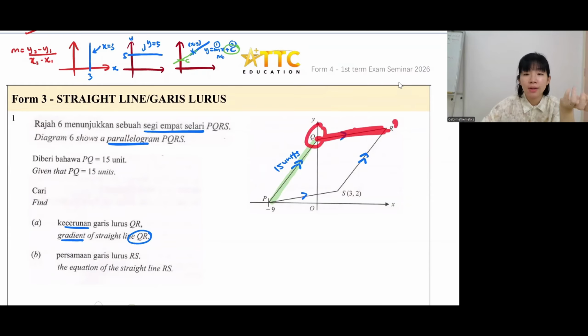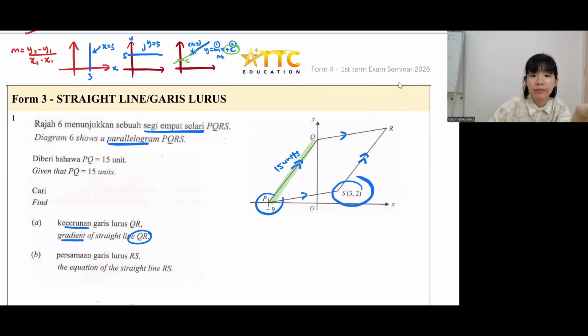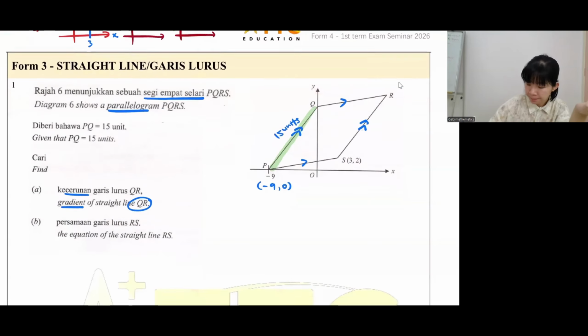Don't have QR, nothing. So if no coordinate, you can't find. So if you cannot use coordinate, it's okay. Since these two lines are parallel, if parallel, they have the same gradient, isn't it? Keturunan yang sama, if garis selari. So we can pinjam P and S to find. Okay, P is negative 9, 0.